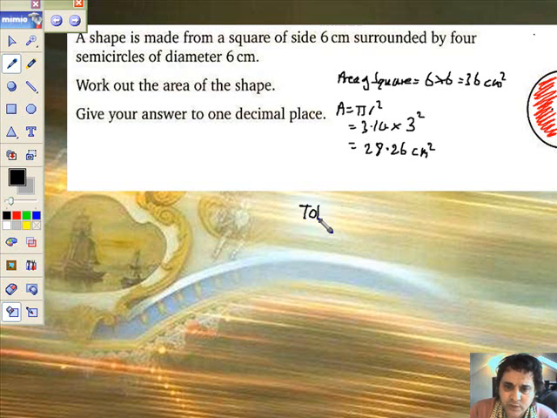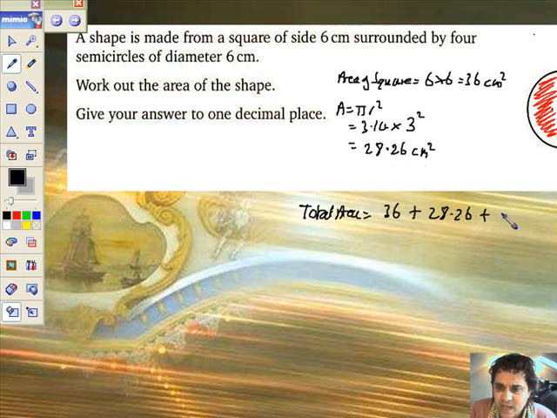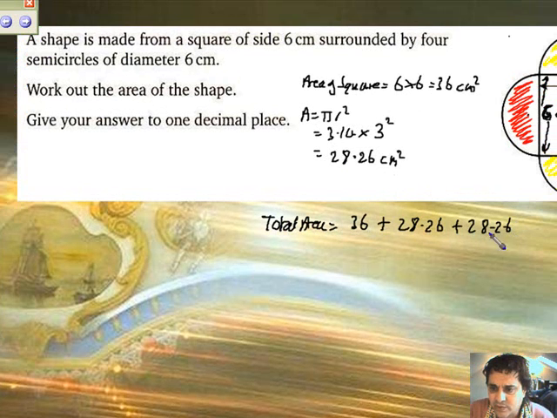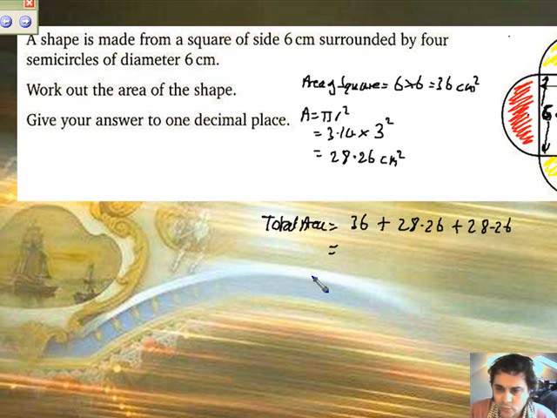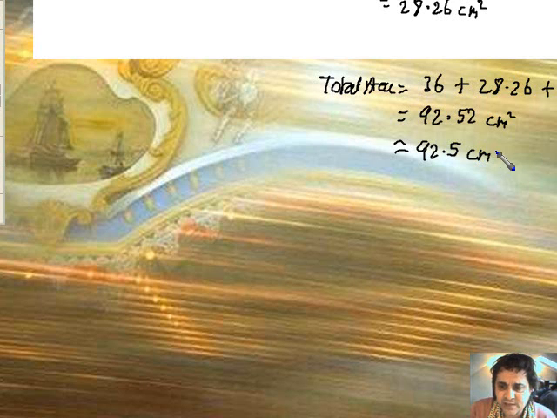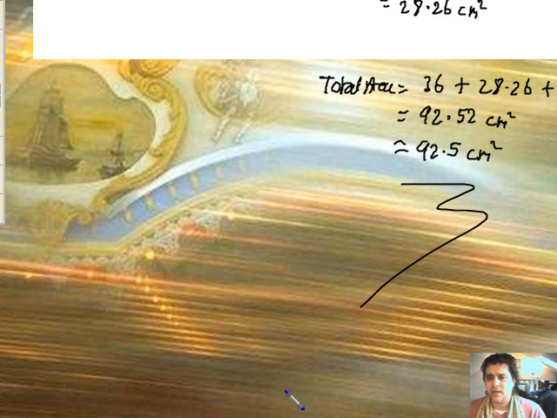So here I go. I'm going to go for the word total area. I've got a square, 36. I've got a circle, 28.26, and I've got another circle, 28.26. Altogether, I've got altogether 92.52 centimetres squared, and they want to go to 1dp, so that's going to be approximately 92.5 centimetres squared of area, and I'm very happy to do that.